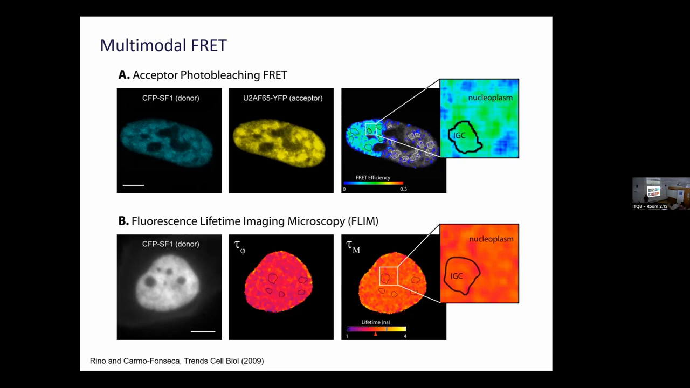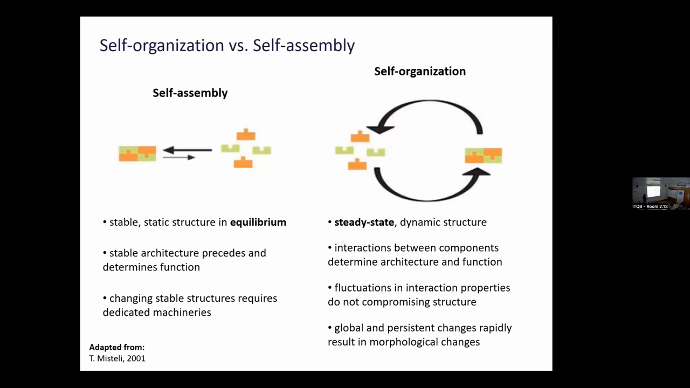And what we proposed at the time was that, as with many other machines in the cell, it's not just that they are dynamic, but also that the old views that things would work in a clock-like manner, where this protein will be recruited and then another, then another, who's recruiting whom, what's the timing? Things don't happen that way in the cell. Instead of a stable structure in equilibrium, where the architecture determines a function and you need dedicated machines to build the puzzle.